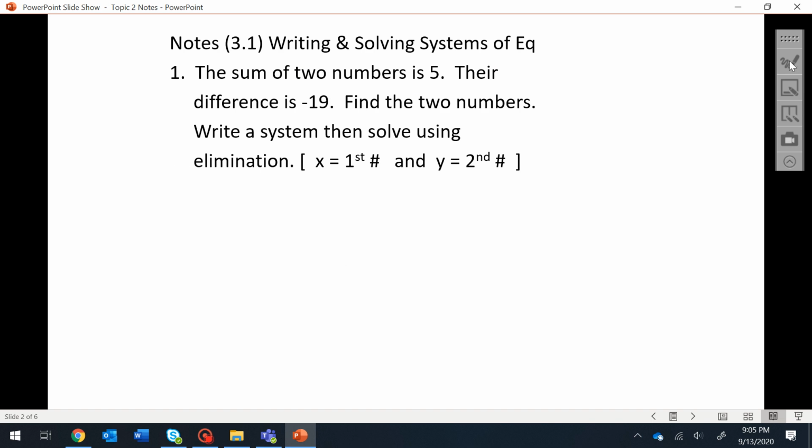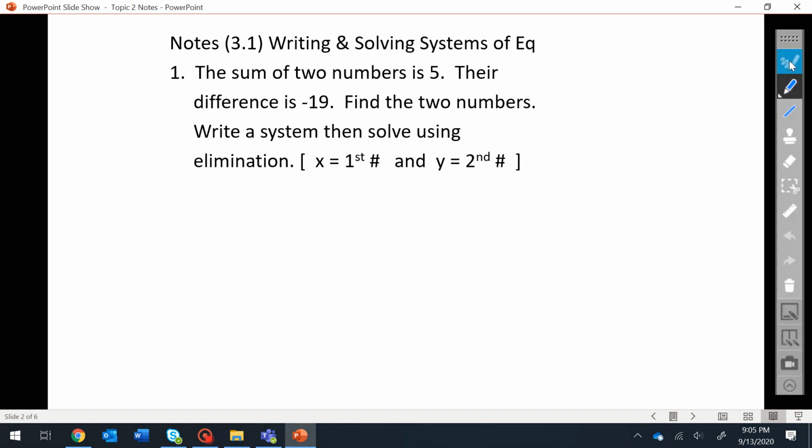So first of all, let's start with this one, writing and solving a system. The sum of two numbers is 5, their difference is negative 19. Find the two numbers, write a system, and then solve using elimination.